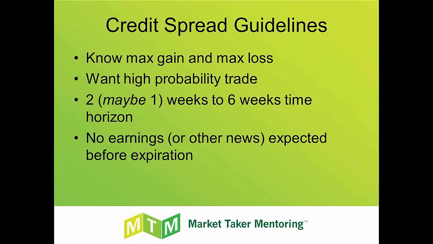So, all right, a couple of ground rules here. Always know your max gain and your max loss when you're trading anything. We want to set this up as a high probability trade. I change these numbers a little bit every now and then, but I'm saying I want between 2 weeks and 6 weeks until expiration. Anybody have any rules of thumb that are a little different than that, or any questions as to why I say that? Why would I want to put on a trade that has between 2 weeks and 6 weeks until expiration?